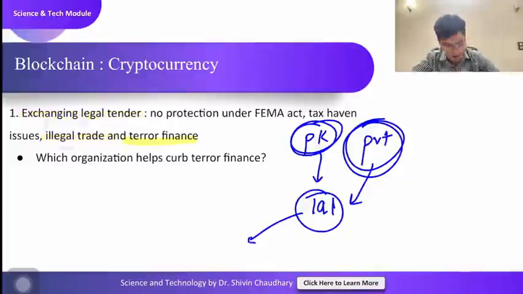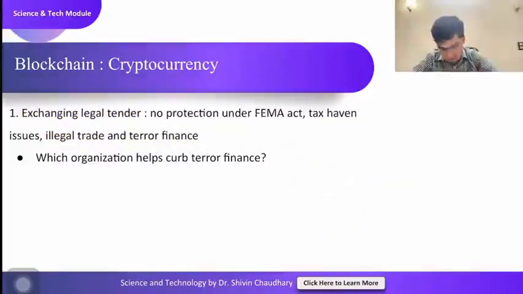Okay. Now you have to tell me, this is the question for today, the IR question: which organization helps curb terror finance in the world? Right? Which organization helps curb terror finance in the world? Ye batao. Very good. I'm not going to explain CBDC. Please read from economy. Good. FATF. Correct.